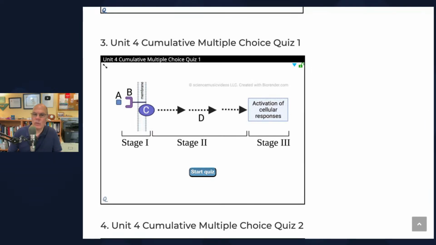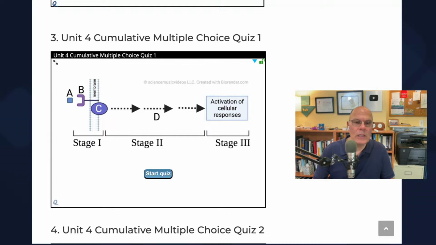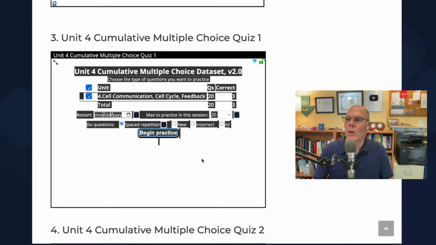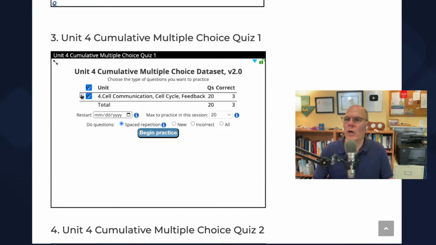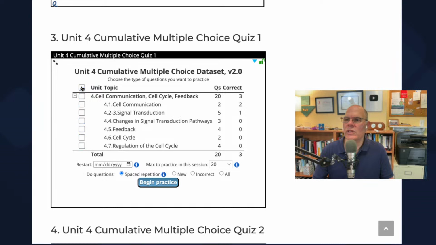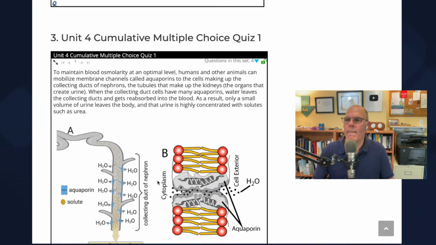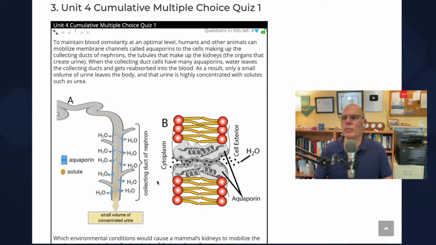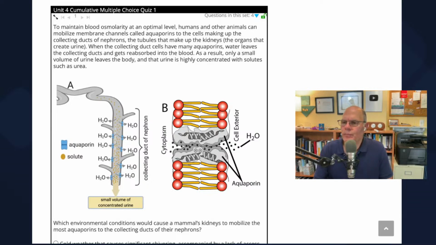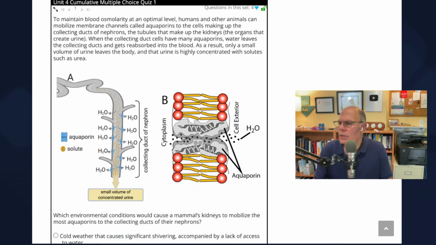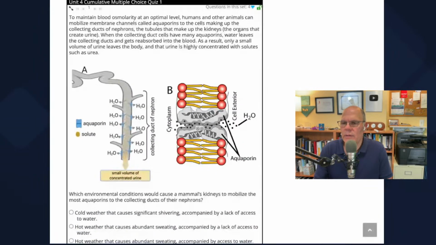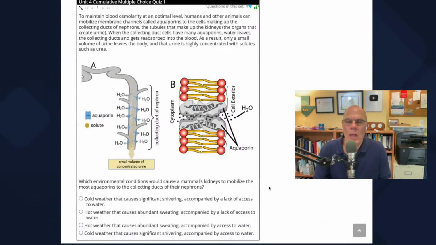To make this work, I'm going to reposition myself over here. Fantastic. And we're going to start the quiz. We're going to filter for just questions that relate to feedback. There are only 4. And let's go. Let me adjust the size of this. Let's see how we do.